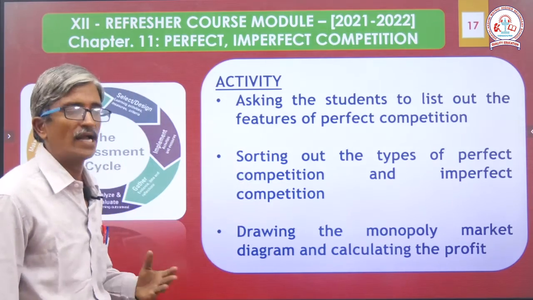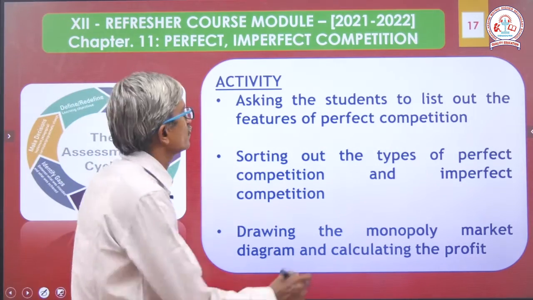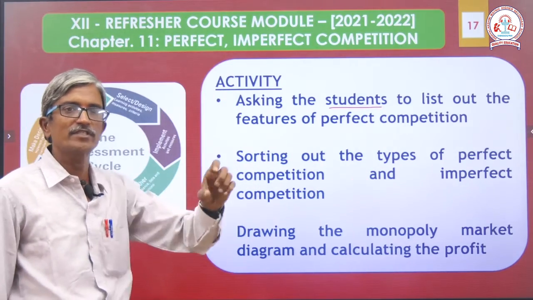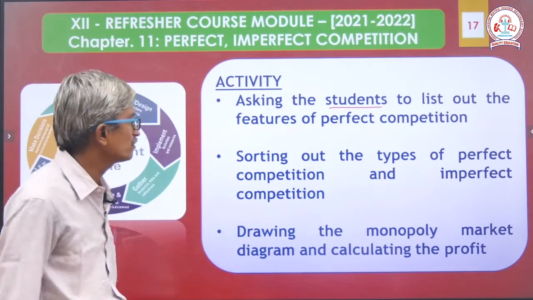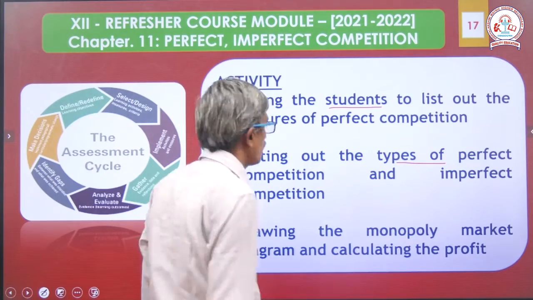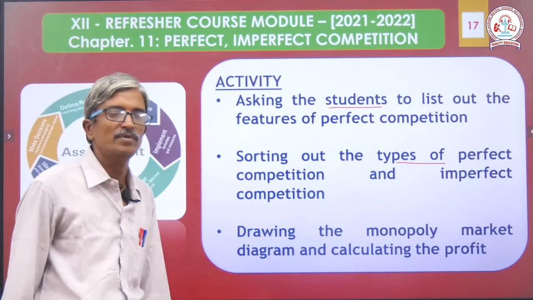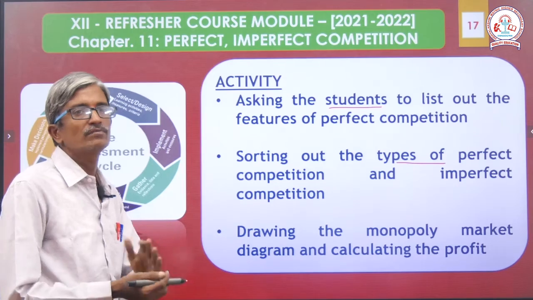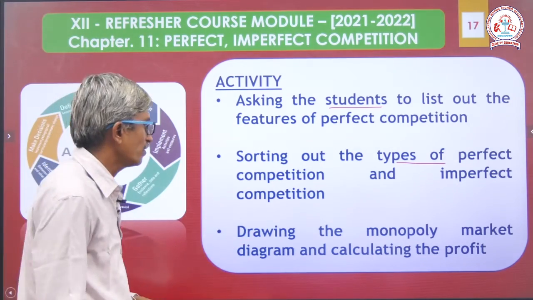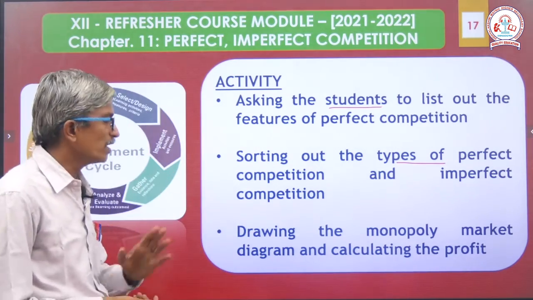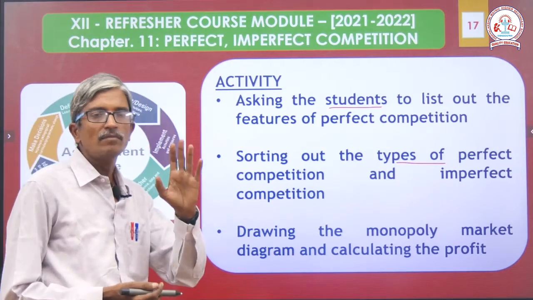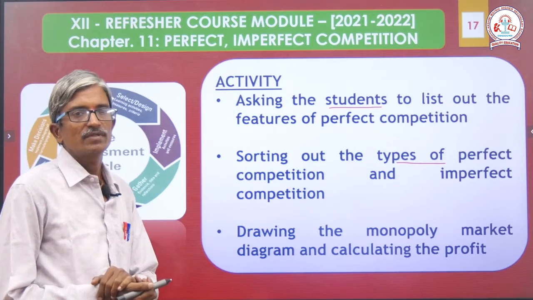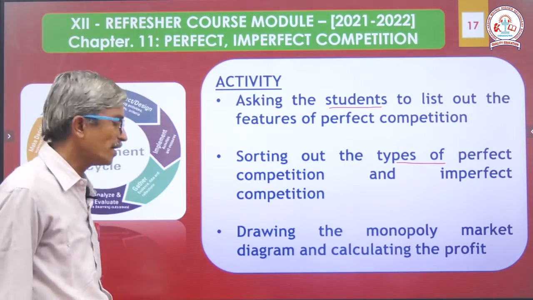Next, the activity. What is the activity? Viewers, list out the features of perfect competition, the 7 points. Next, sort out the types of perfect competition and imperfect competition. List out some products, pick some products and segregate them. Draw the monopoly market diagram and calculate the profit. In the theory part, we have to illustrate with some examples and a diagram.